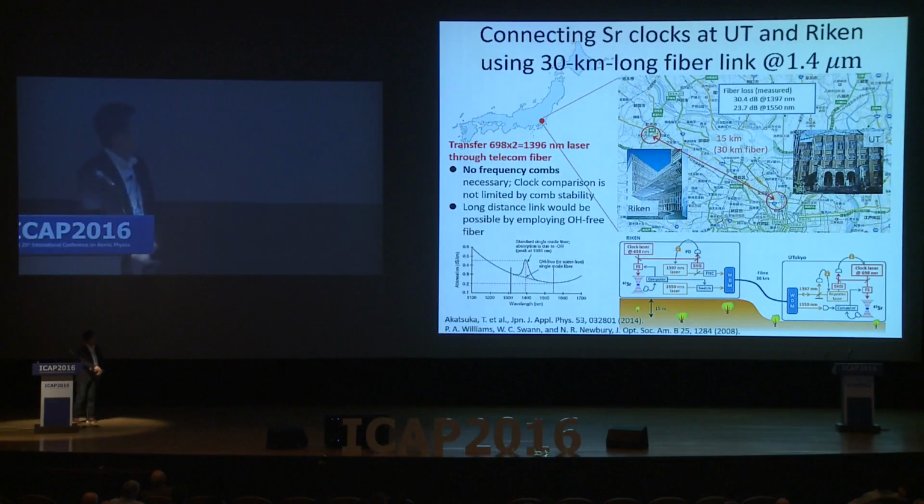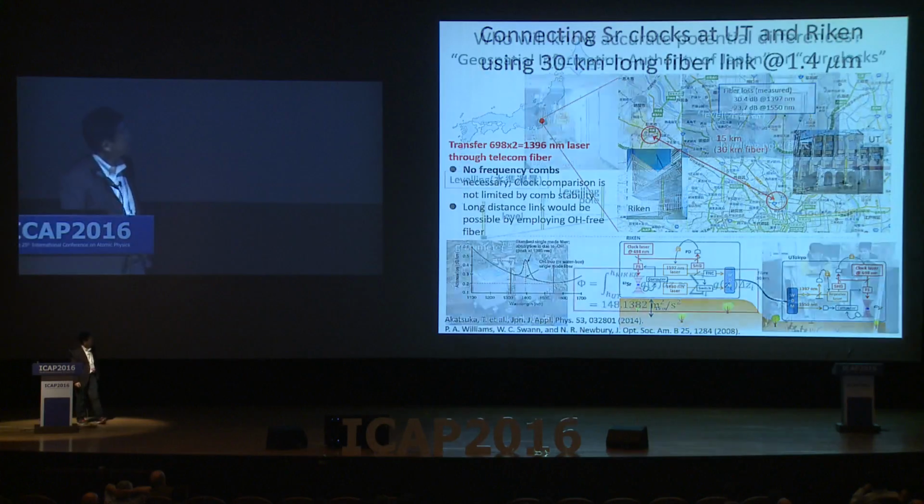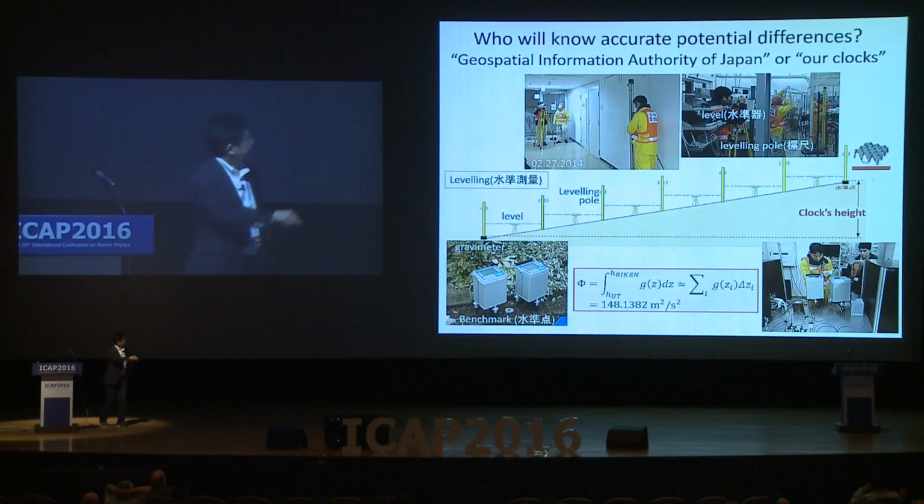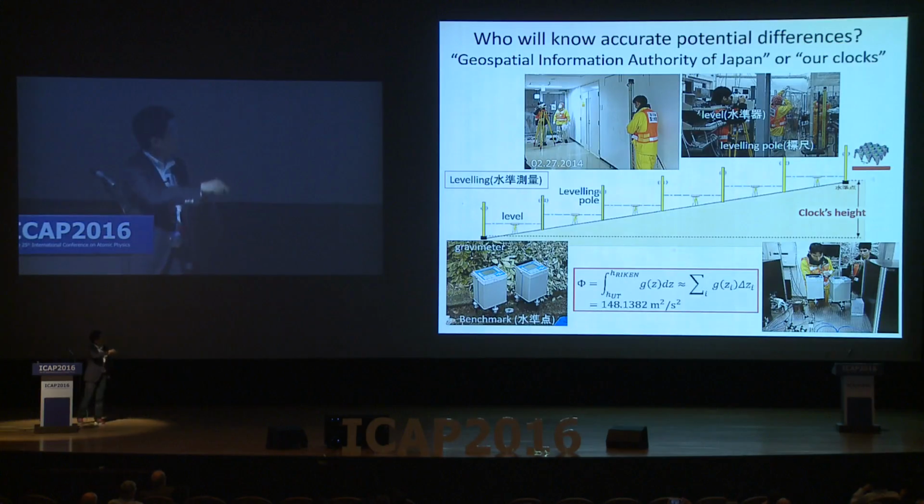So what we are doing is to compare clocks between Riken and the University of Tokyo, which is 15 kilometers away. This is a very small spot in the Japan islands. We had 2 clocks at Riken and a single clock at the University of Tokyo, which uses a cryogenic clock. We asked the Geoinformation Authority of Japan for the potential difference measurement by using classical leveling measurement.